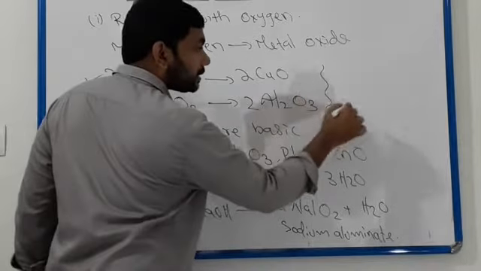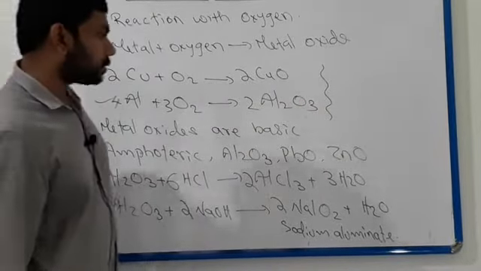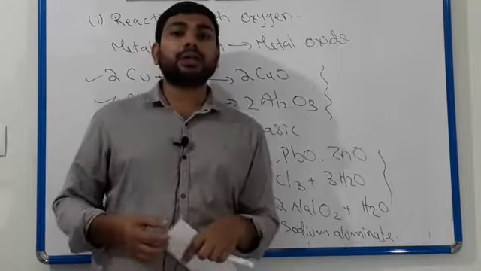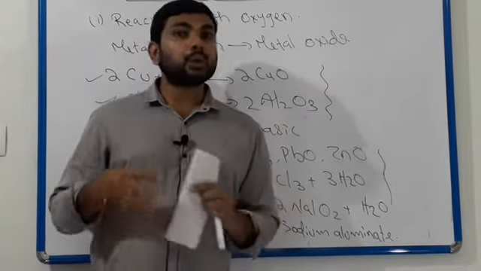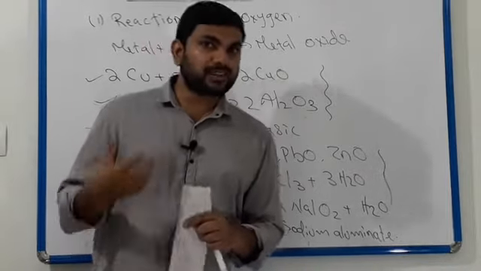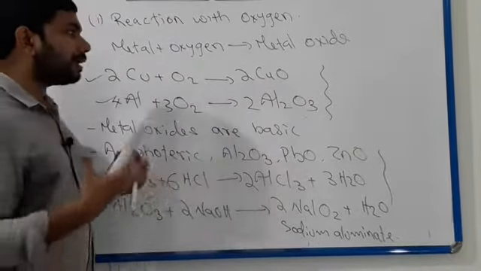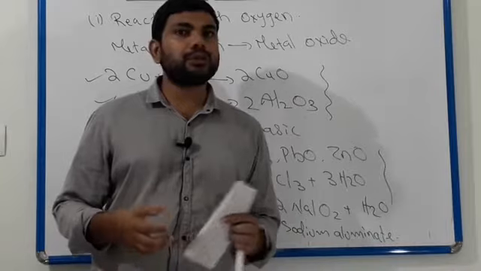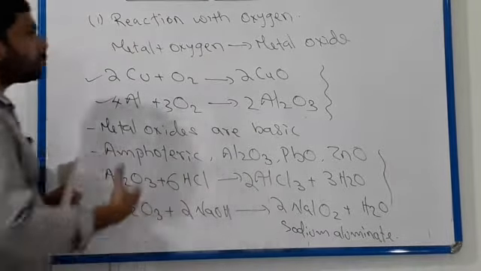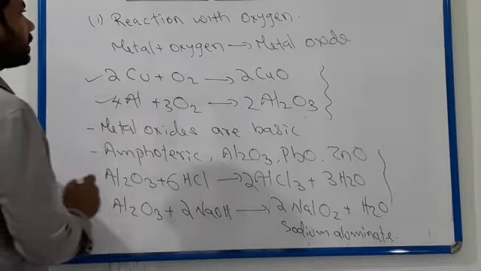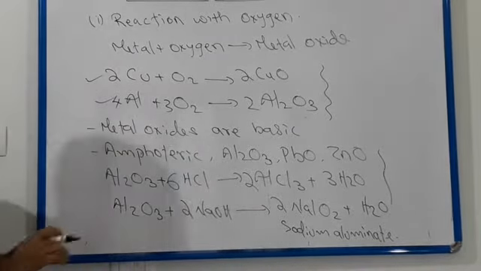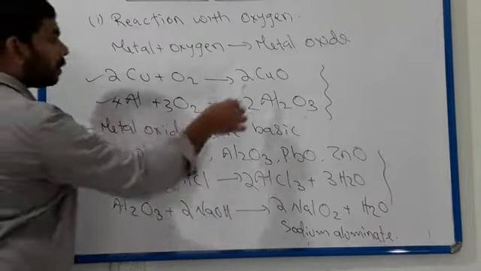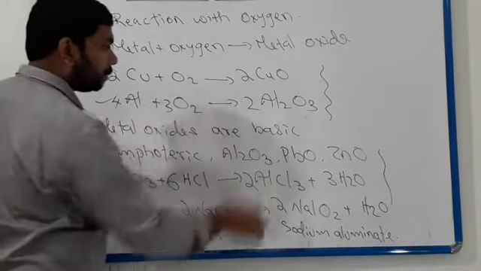These are the balanced equations. How to balance a chemical equation: I already uploaded a video on how to balance a chemical equation, so you can watch that video. There are many different steps to balance a chemical equation. Now I am not going to balance this equation. Here you just understand the reaction with oxygen. Metals react with oxygen and form metal oxide. Here copper reacted with oxygen gives copper oxide. Aluminum reacted with oxygen gives aluminum oxide.